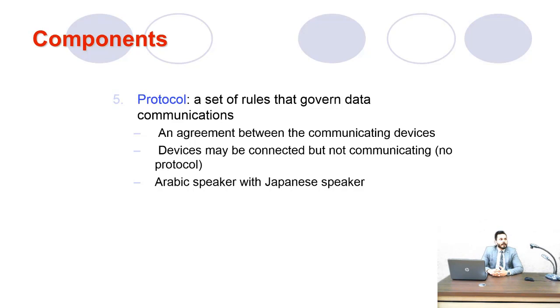Protocols, to explain more, are an agreement between communication devices. The devices may be connected but not communicating, because there is no protocol. So you must know that without protocols there is no communication, right? For example, when someone speaks Arabic and another one speaks English, neither understands what the other says. So I need protocols to understand what the networks need or how the networks work.